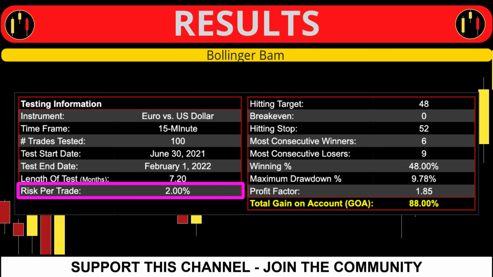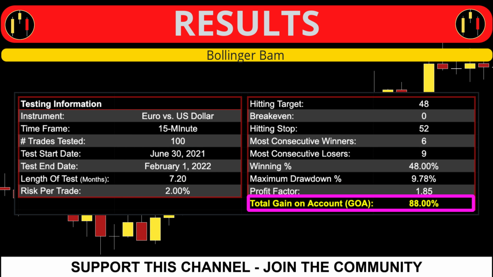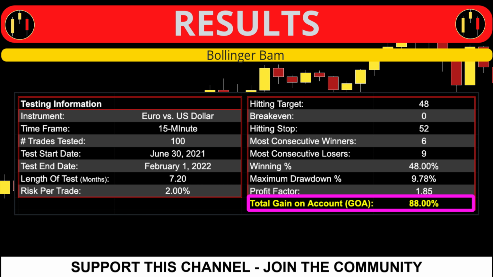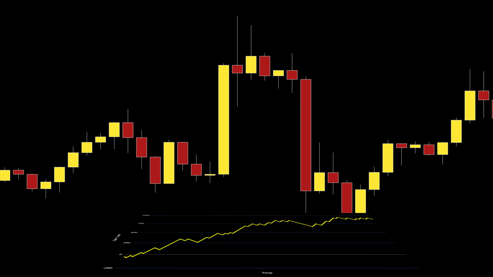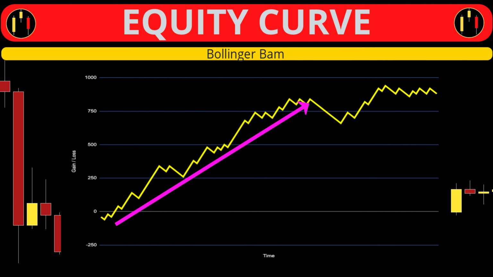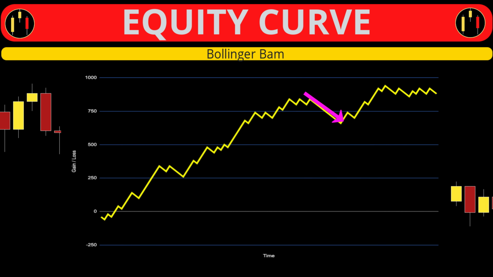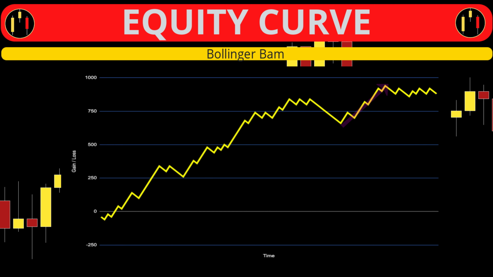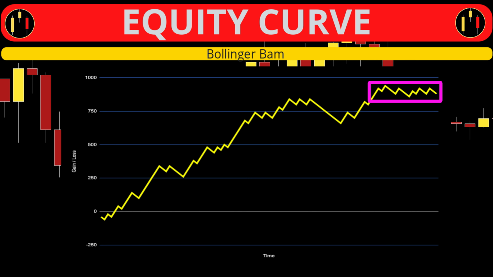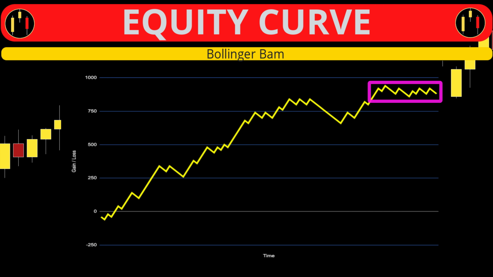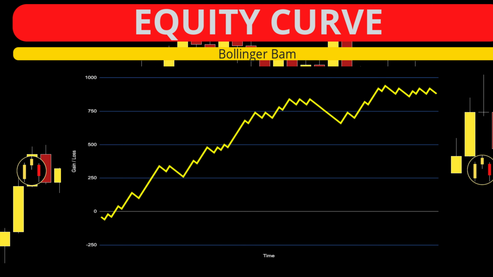Risking 2% per position, the total gain on account was 88%, not including fees, spreads, or commissions. The equity curve here is really good for the first third of the test. Then we have a large drawdown, followed by a recovery and then consolidation. Certainly, more testing is needed, but the equity curve indicates there may be something here.